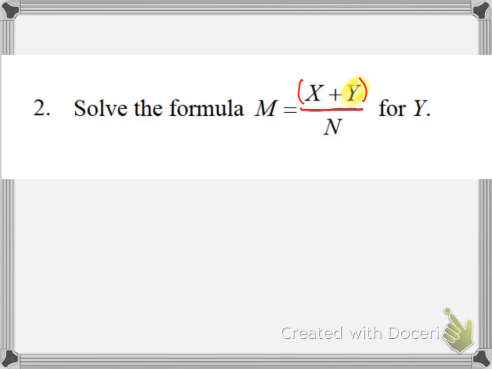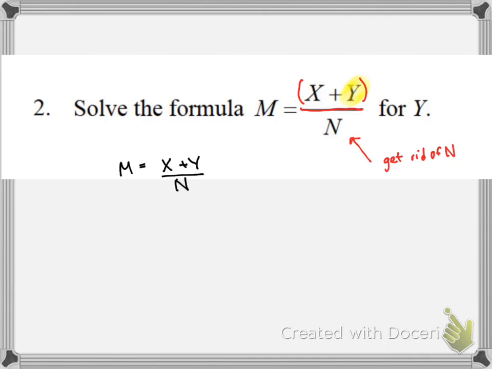So I cannot subtract x at this point, okay? The first thing I have to do is I have to get rid of this n, okay? And I have to get rid of the n first before I can do anything with that x. So let's just copy the equation down here. m is equal to x plus y all divided by n.